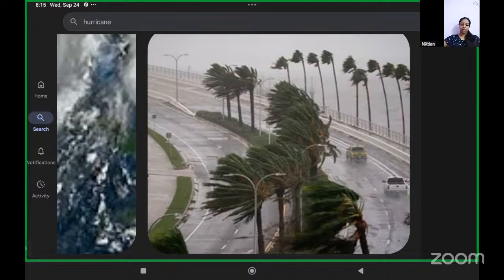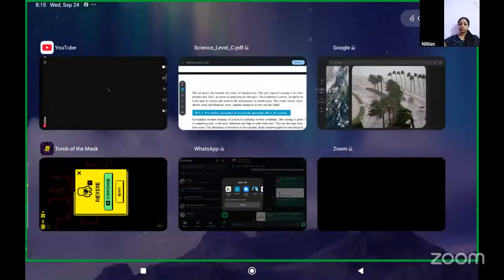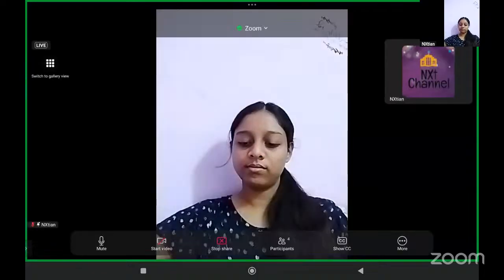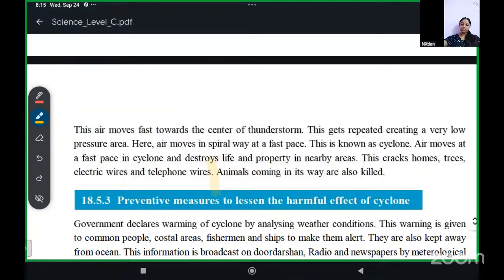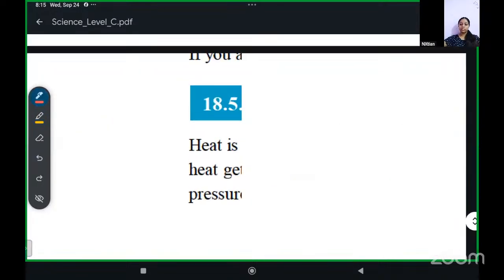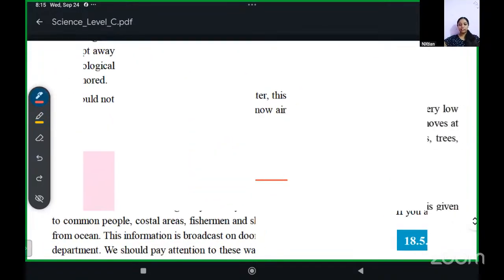Understood now? Ma'am, a cyclone is the one that I showed you before, the one that moves on land. Cyclone and tornado are the same, yes. A hurricane is the one which is formed in water, in seas or oceans, and its effect is there on the land nearby.